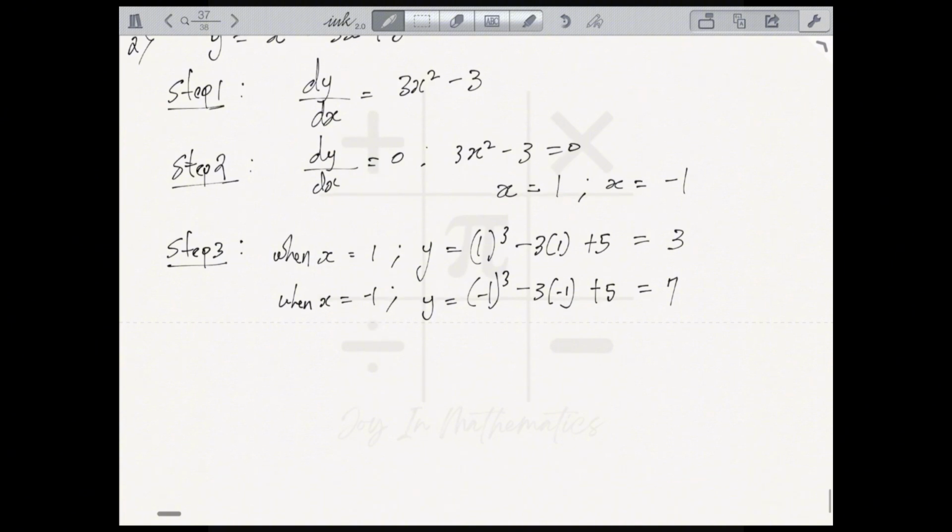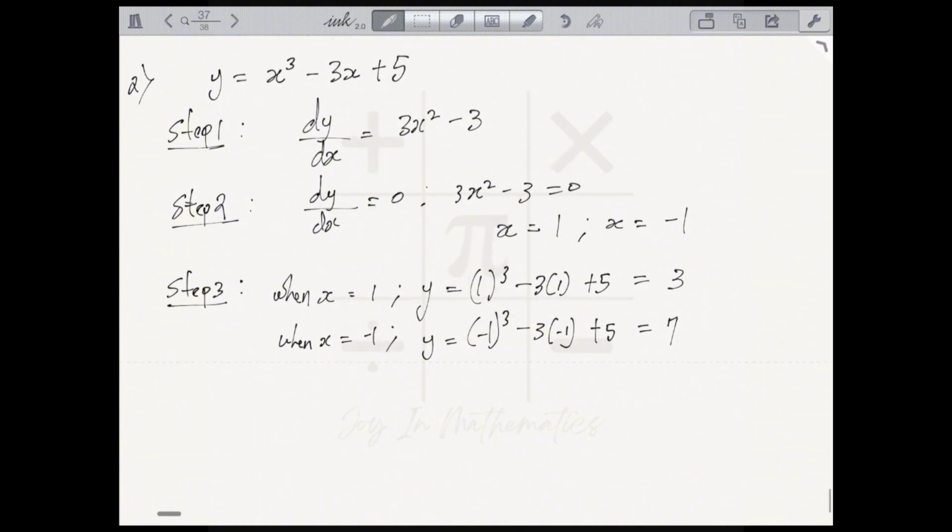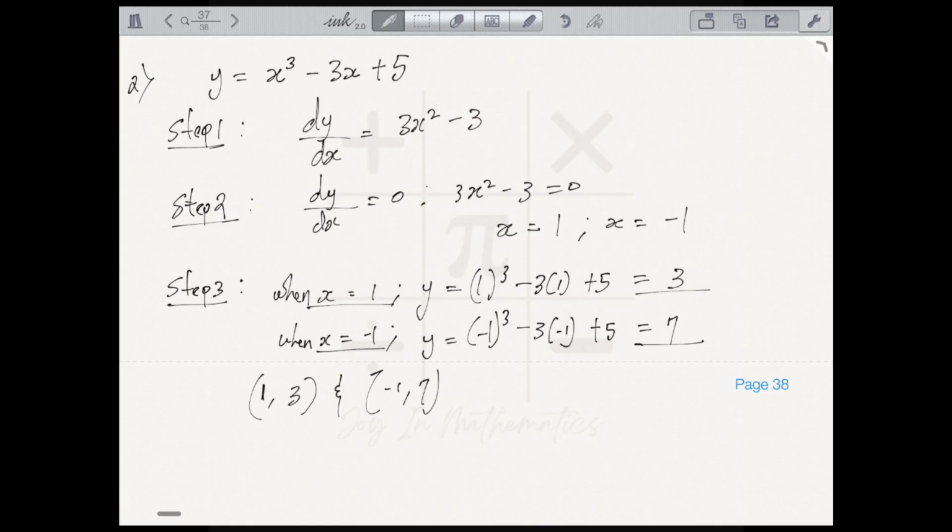Now with this we have gotten the two coordinates of the turning point. When x = 1, y = 3, so we have (1, 3). When x = -1 and y = 7, we have (-1, 7). So these two are the coordinates of the turning points.